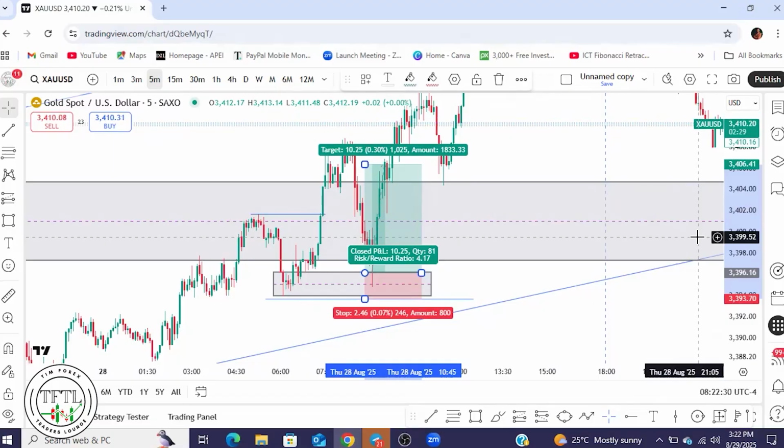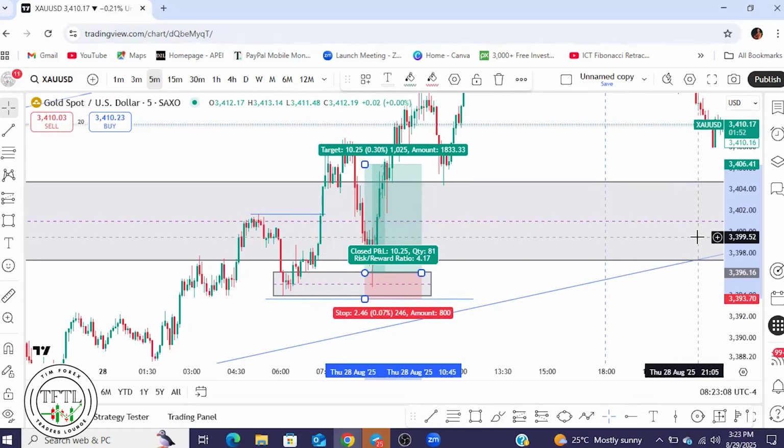So you need to combine the macro awareness, that is the dollar, the Fed, the inflation, the yields, the geopolitics, with precise technical execution, that is looking at the levels, the structures, the liquidities, the supply and demands, the order blocks, while maintaining a strict risk discipline, because gold only rewards patient, prepared traders and harshly punishes the overtraders.